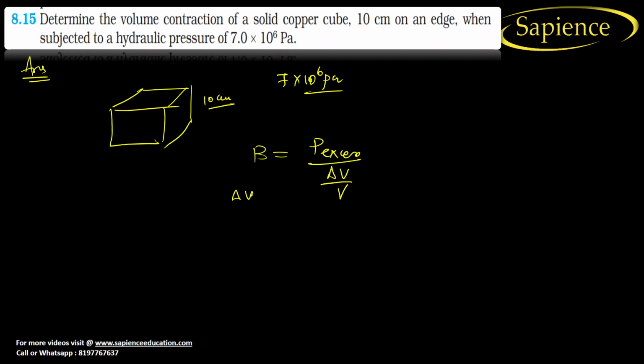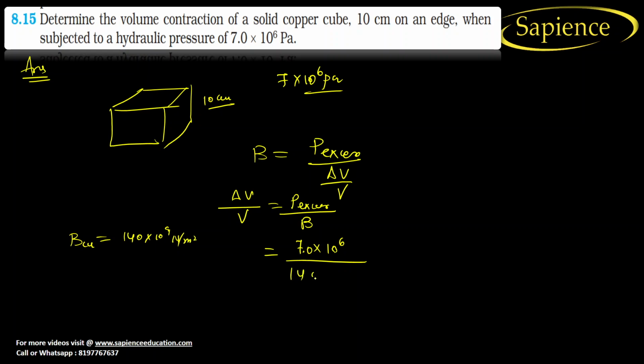So change in volume by original volume is equal to P excess divided by bulk modulus. We already have P excess equal to 7.0 into 10 to the power 6 Pascal. And what is the value of the bulk modulus of copper? So B for copper is equal to 140 into 10 to the power 9 Newton per meter square. So here we put 140 into 10 to the power 9.